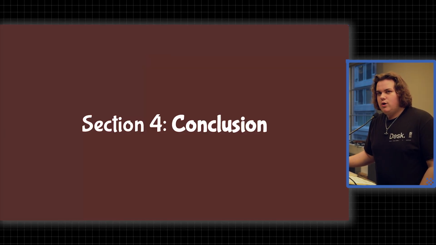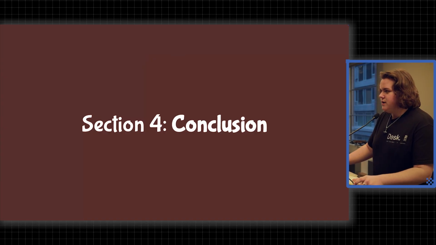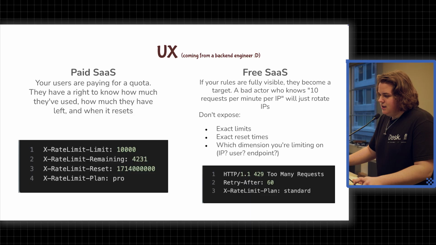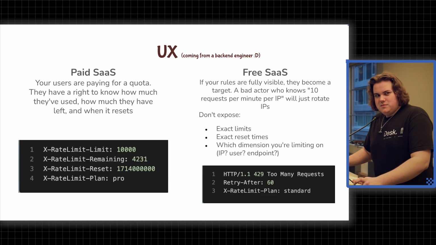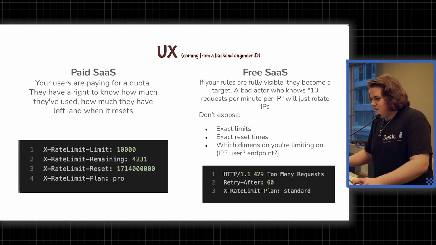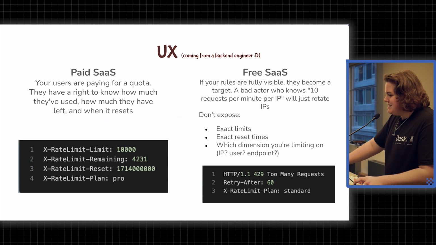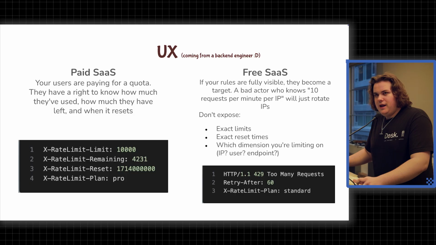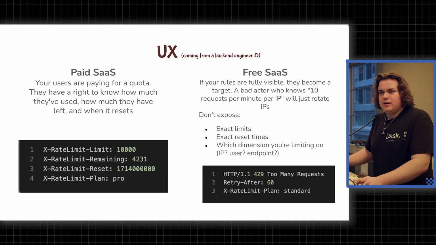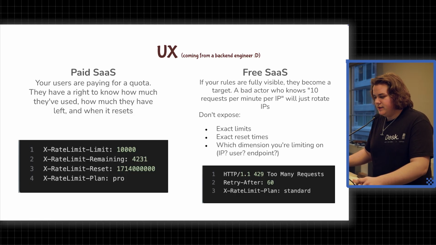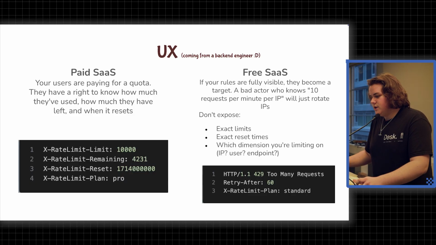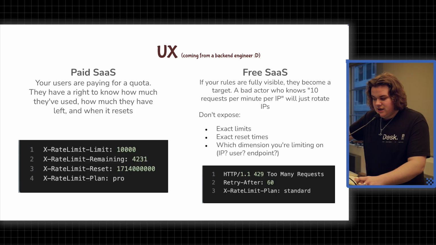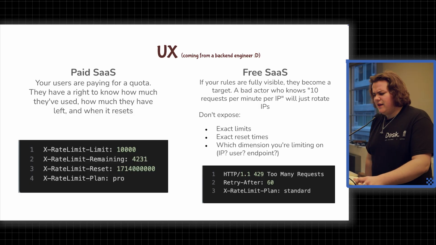So to conclude, I want to go over some things that everyone should note, and you'll experience these whether you're a user or a developer interacting with a rate limiter. First, UX, coming from a back-end engineer, so take this with a grain of salt. If you're running a paid SaaS, your users probably have a right to know how much of a quota they're using. They're paying a lot of money for your service, and if they're hitting the rate limits consistently, that can be a pretty frustrating experience. So it could be nice to return headers, including a rate limit header, how much is remaining in your rate limit, when it resets, and maybe even what plan they're on.